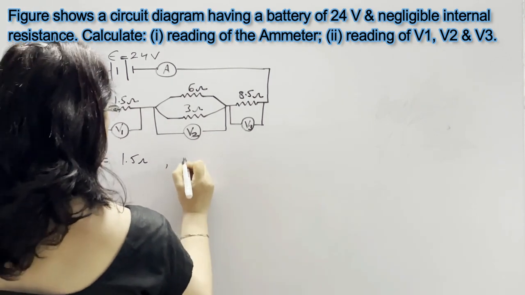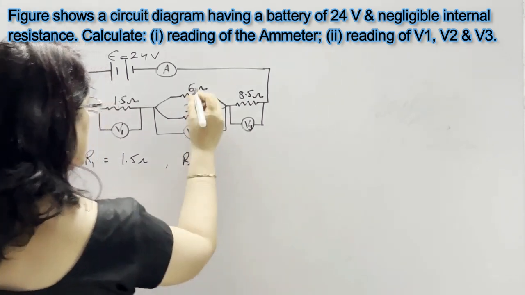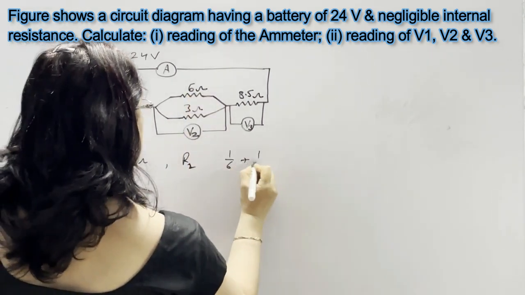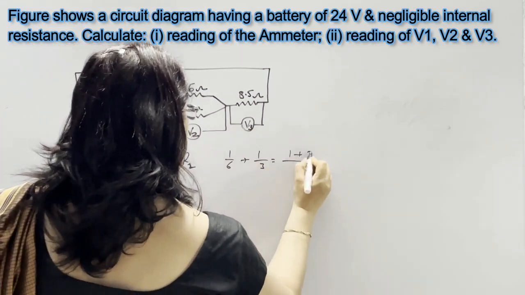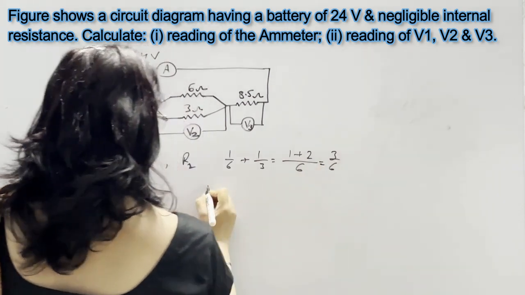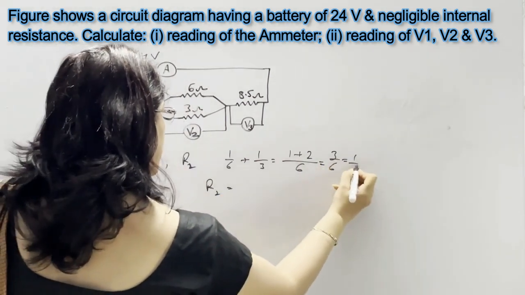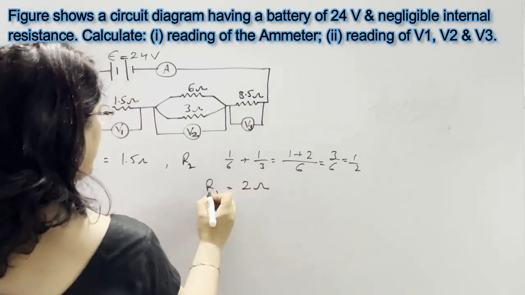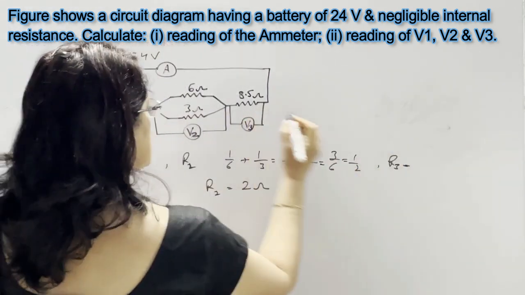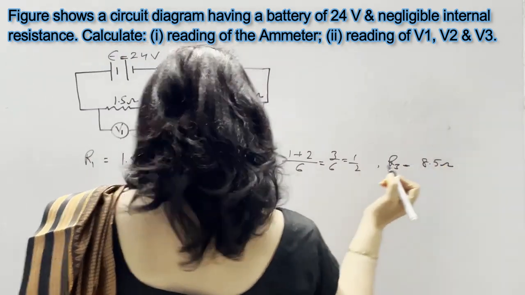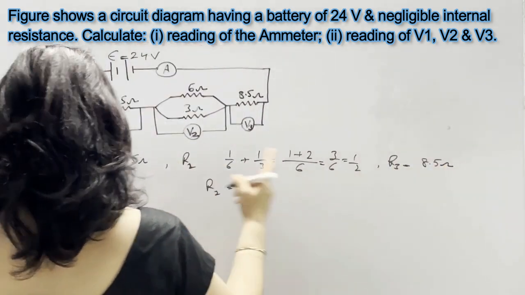R2 is the parallel combination. For calculation of R2, the parallel combination of 1 by 6 and 1 by 3: the LCM is 6, then 1 plus 2, it means 3 upon 6. So 1 upon R2 is 1 upon 2, it means R2 is 2 ohm. Value of R2 is 2 ohm. And next, R3 is this resistance, which is of value 8.5 ohm. These are the three resistances.